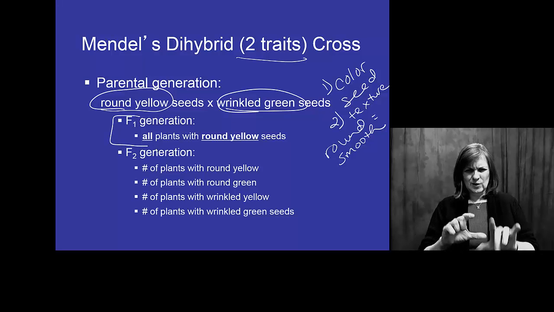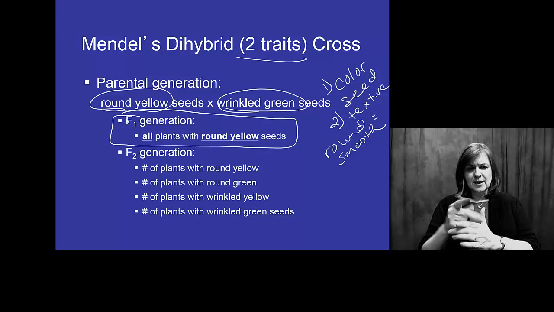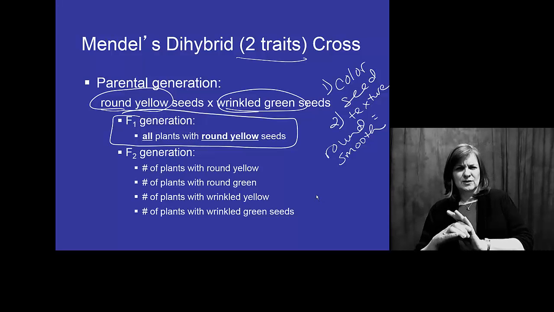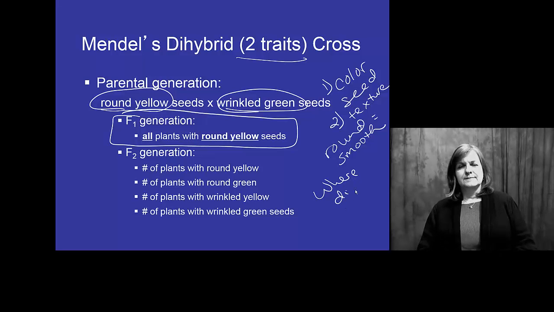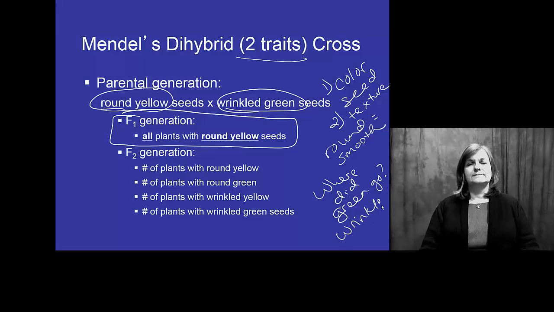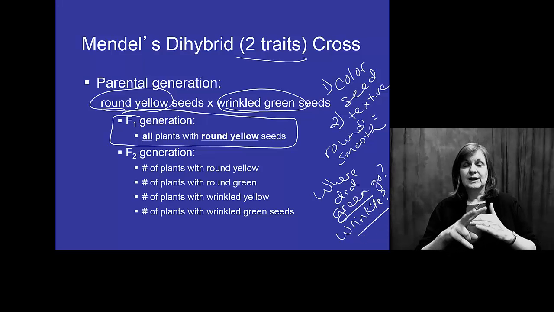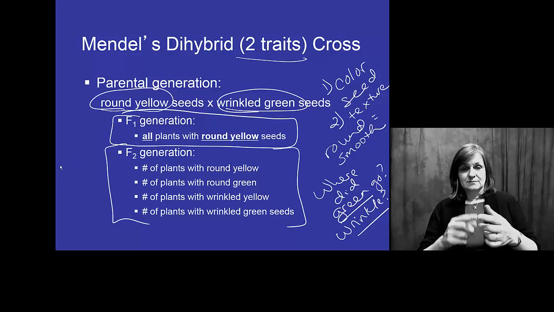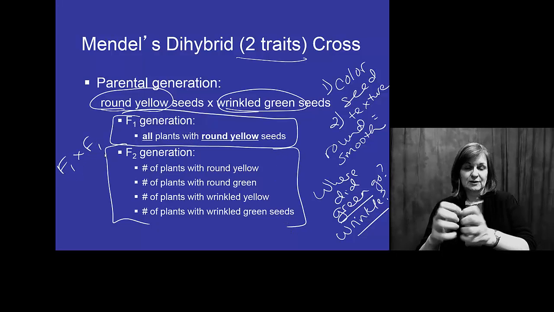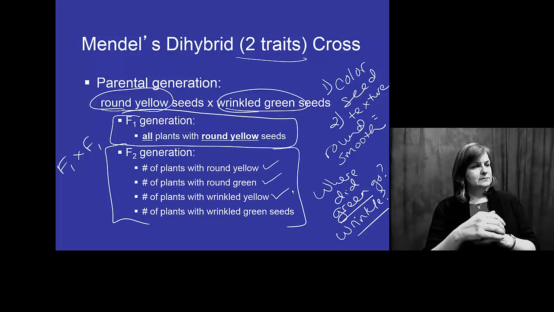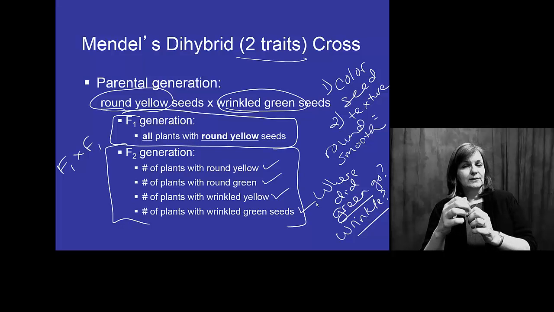In his first generation, he had the same problems he's had all along. He gets essentially one set of traits. He got all plants with round yellow seeds. So where did the green go? And where did the wrinkle go? Well, as you might predict, it comes back in the next generation. When he crosses two of the F1s, he gets all of his characteristics again, round and yellow, round and green, wrinkled and yellow, wrinkled and green.